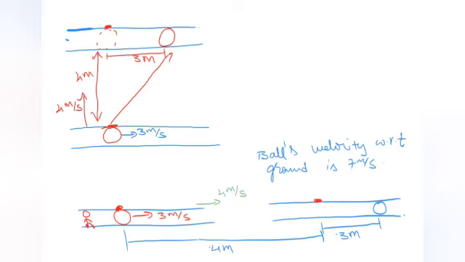This is the net movement. This is the initial position of the ball, this is the final position of the ball. So the ball has moved in this direction by how much? 5 meters. Now if you want to find the velocity of the ball, this 5 meter per second is the speed of the ball. In 1 second it has covered this much displacement.